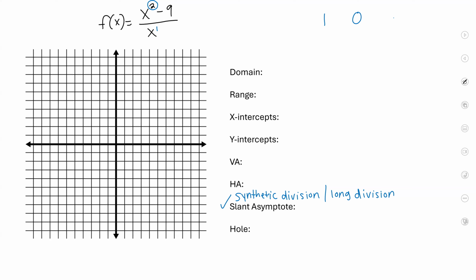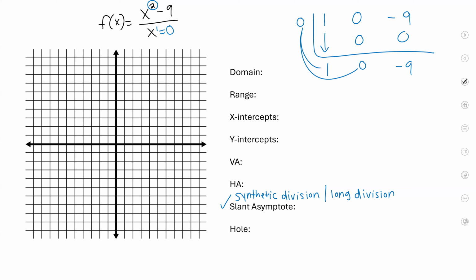1, 0, -9. And what goes out here is you set the denominator equal to 0 and you solve it. Well, I just get x equals 0. You bring down the first coefficient, then you multiply. 0 times 1 is 0, add 0. 0 times 0 is 0. You add and get -9.